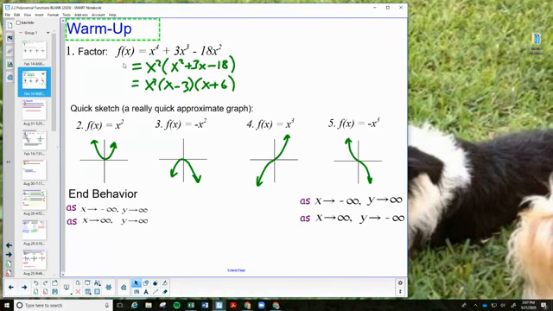What you should get is factors out the GCF of x squared, then you have this quadratic you can simply factor. Very quick sketches: x squared, if it's positive, both ends go up, negative, both ends go down. This is what x cubed looks like, and if you reflect it, it looks like this. Remember how we write end behavior.